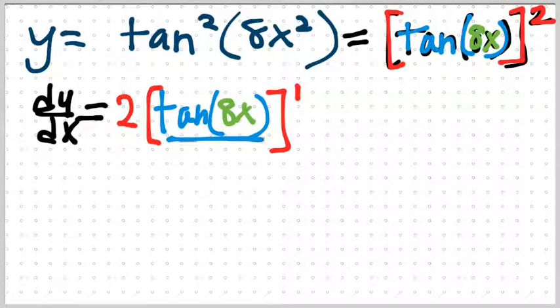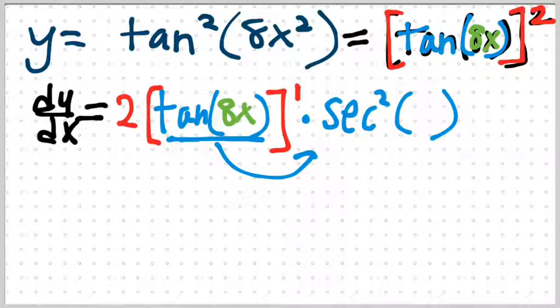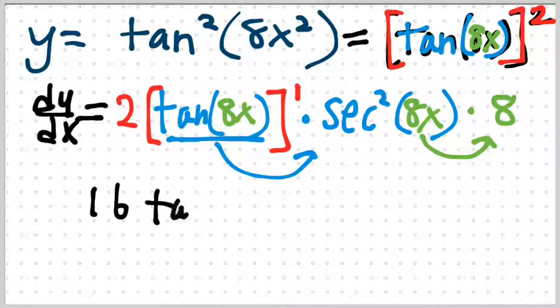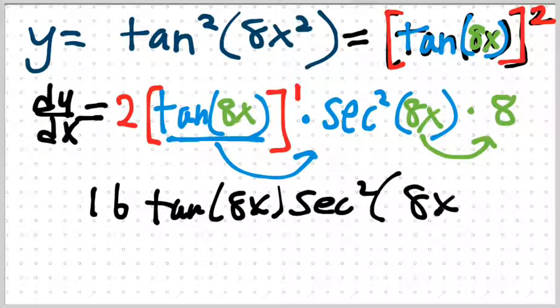Next layer is the blue. What's the derivative of tan? The derivative of tan is secant squared. Leave the innermost part as it is, times the derivative of that innermost part, which is 8. This gives me a simplified answer of 16 tangent 8x secant squared 8x.